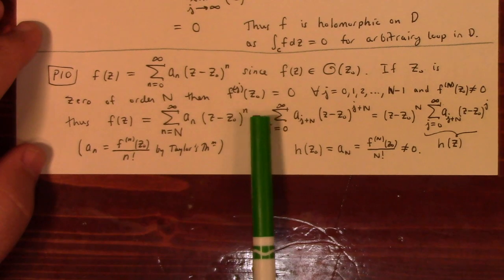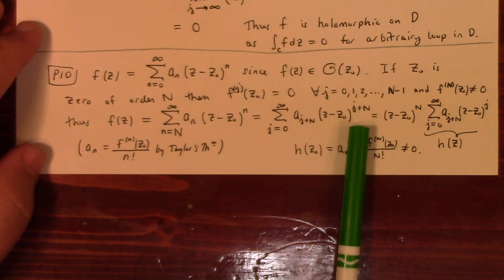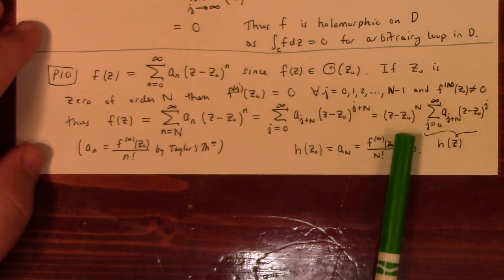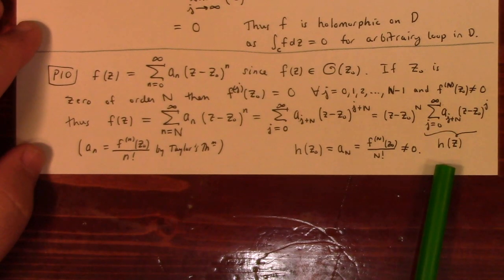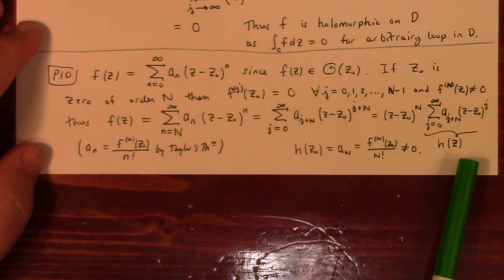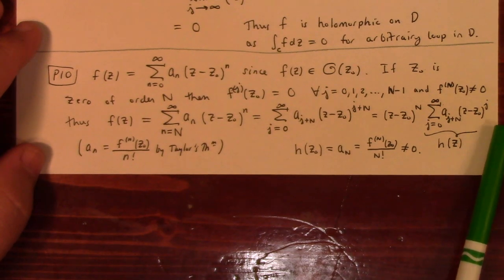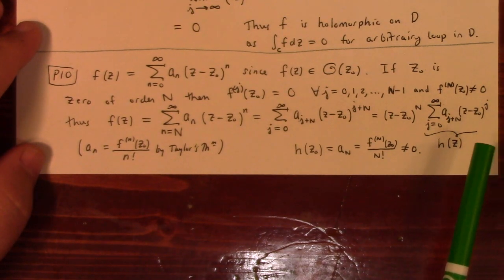And the n, again, shifts to j plus n. But then I can factor out a z minus z naught to the n power, and it leaves me this series. Well, that series defines the h of z that we want. And that is analytic, because there's a series expansion of it, see?